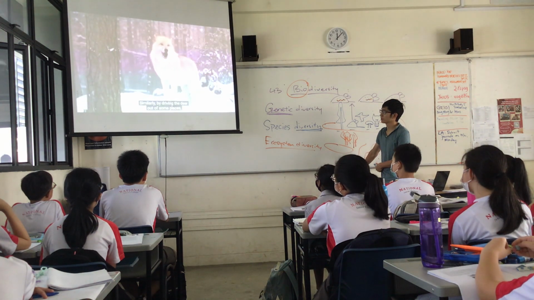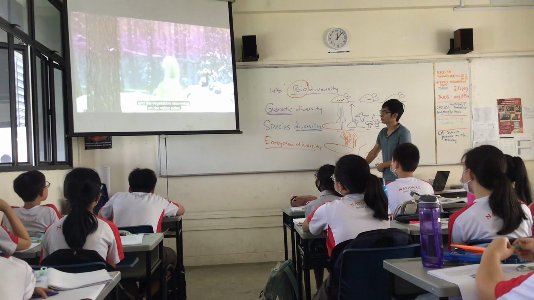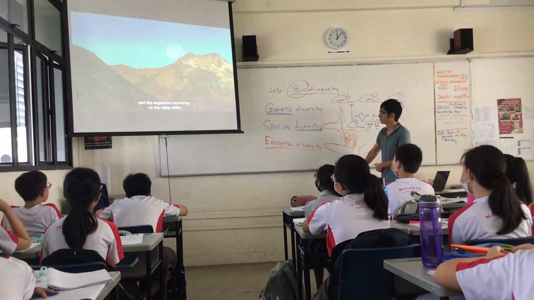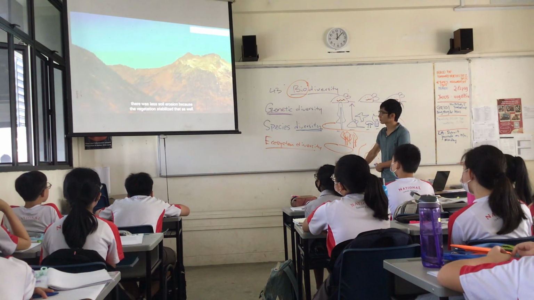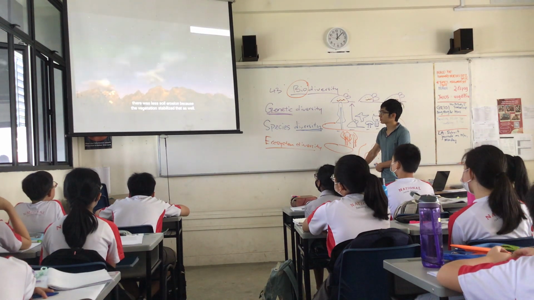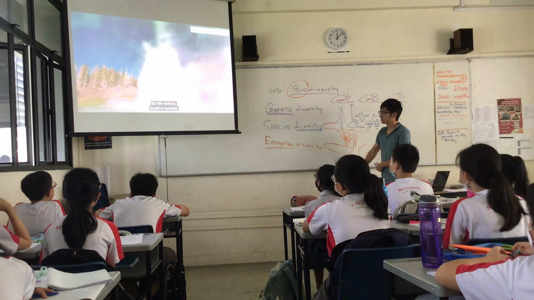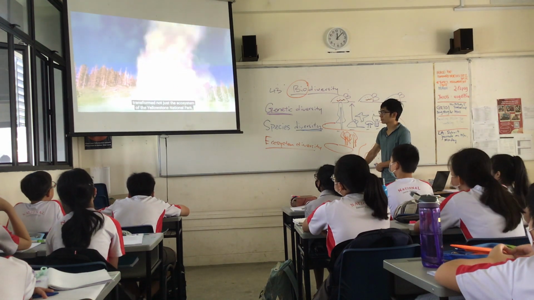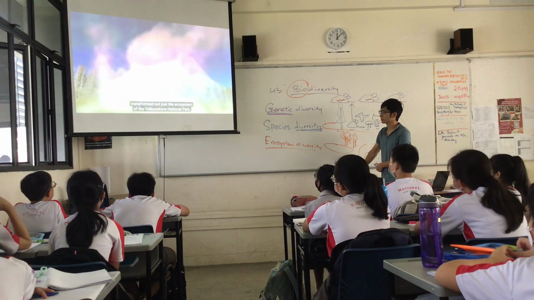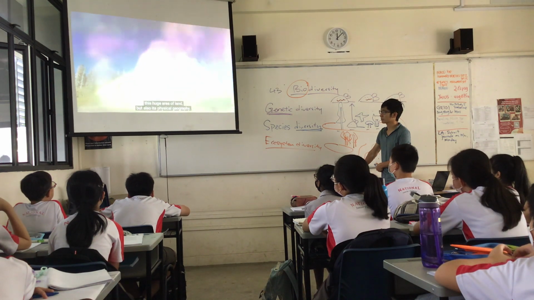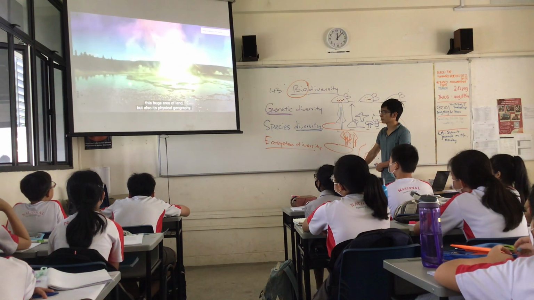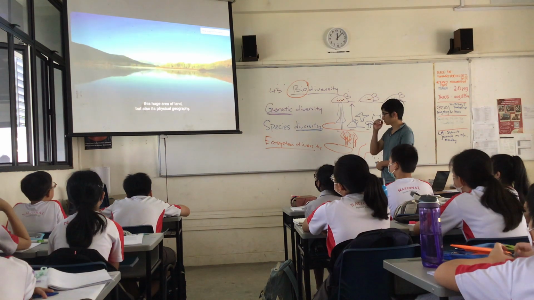Similarly, by driving the deer out of some places and the vegetation recovering on the valley sides, there was less soil erosion because the vegetation stabilized that as well. So the wolves, small in number, transformed not just the ecosystem of the Yellowstone National Park, this huge area of land, but also its physical geography.